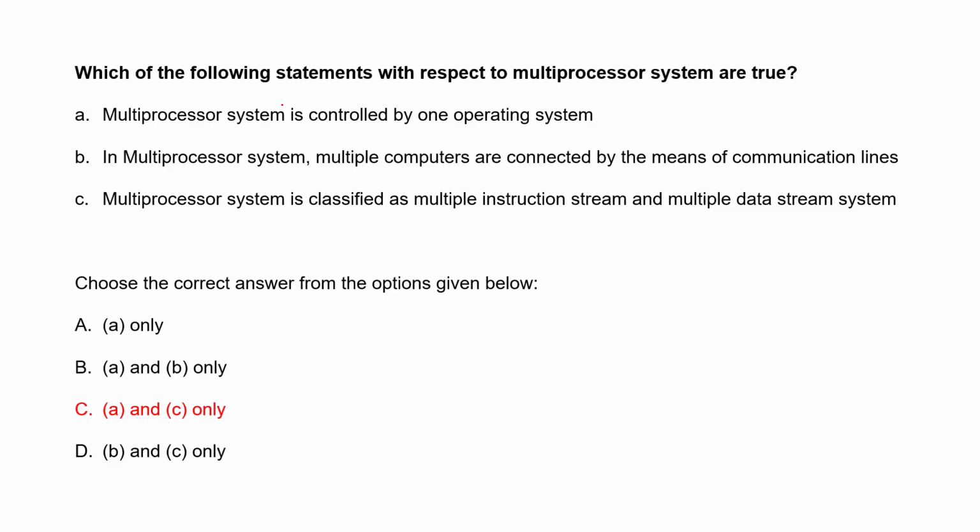In a multiprocessor system, multiple computers are connected by means of communication lines. No, multiprocessor does not mean multiple computers are connected. That is wrong. Multiprocessors have the same one operating system, so this is true. And a multiprocessor system is classified as multiple instruction streams and multiple data streams. Yes, it's multiple instruction streams and multiple data streams, so this is also correct. So A will be the correct answer.